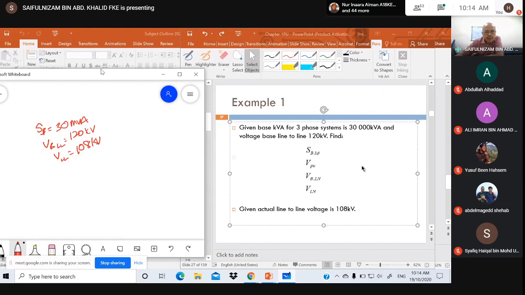So to find S base 1 phase, it's straightforward, right? 30 MVA divided by 3. So you should get 10 MVA. All of you got the same answer? Yes. Right.